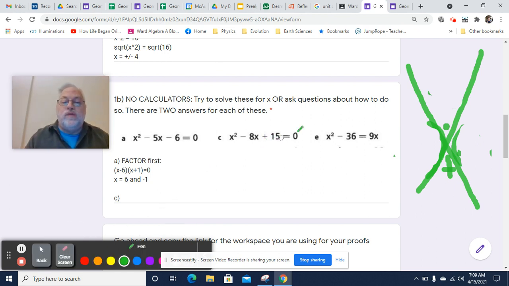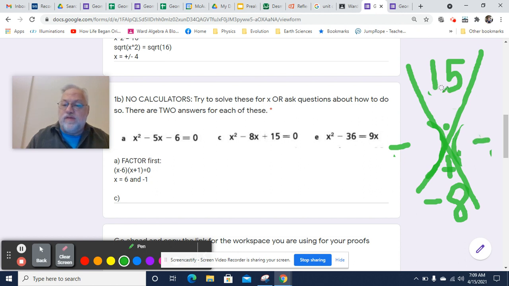We need two factors of 15 that add up to -8. You may be thinking, well, how the heck am I going to get factors of a positive number that add up to a negative number? Well, a negative times a negative will equal a positive, so we can get two negative factors. So think about what factors of 15 would add up to 8, and you'll have it pretty much. They'll both be negative.